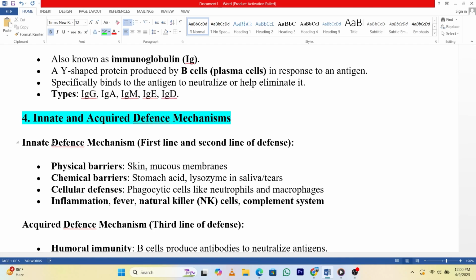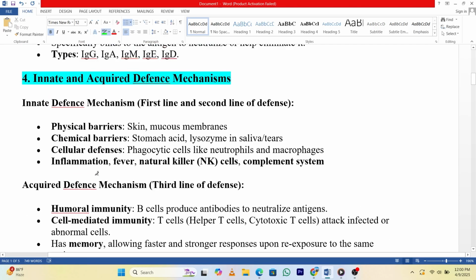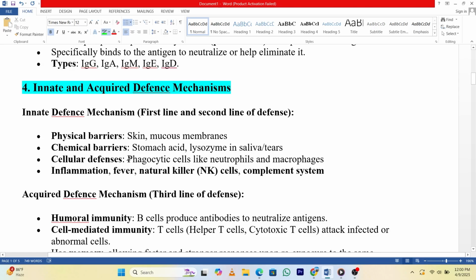4. Innate and acquired defense mechanisms. Innate defense mechanism, first line and second line of defense. Physical barriers: skin, mucous membranes. Chemical barriers: stomach acid, lysozyme in saliva/tears. Cellular defenses: phagocytic cells like neutrophils and macrophages. Inflammation, fever, natural killer, NK, cells, complement system.